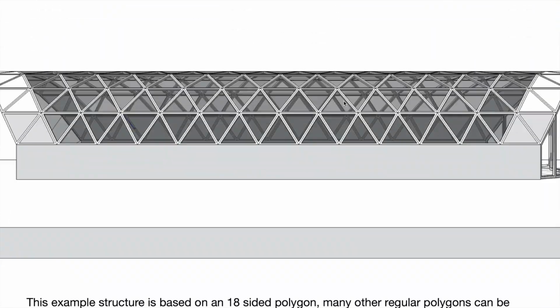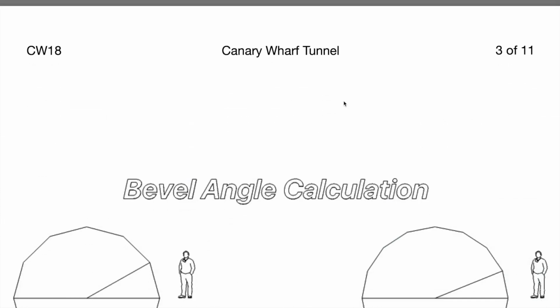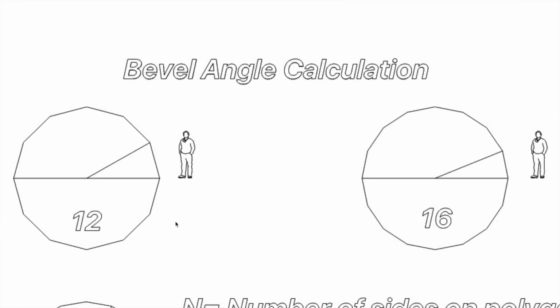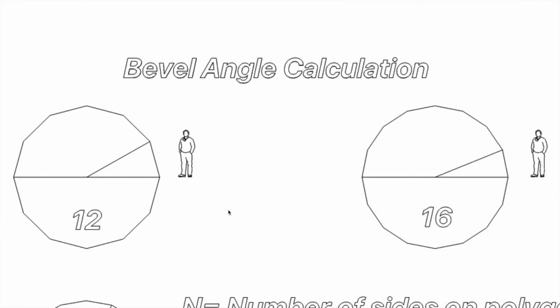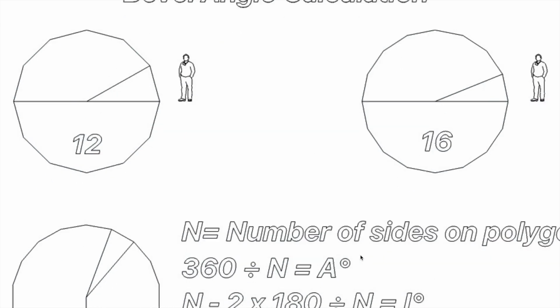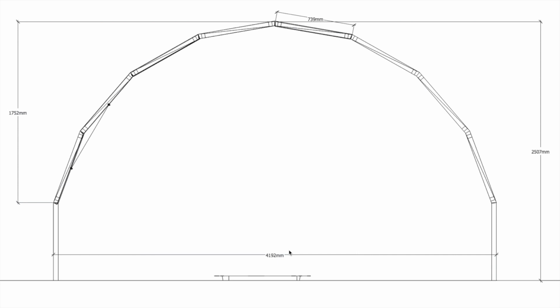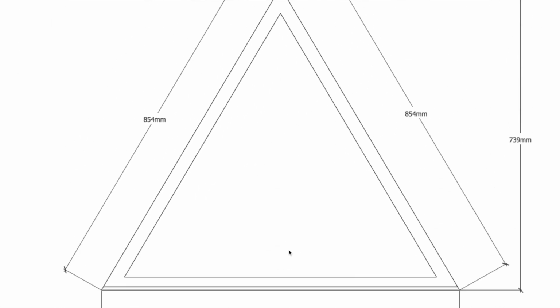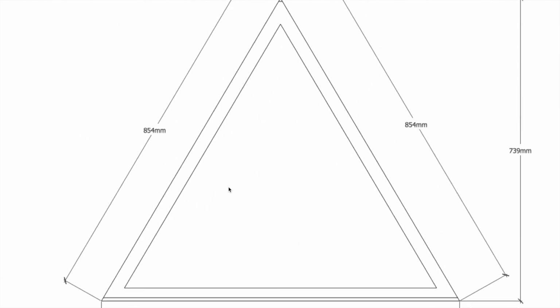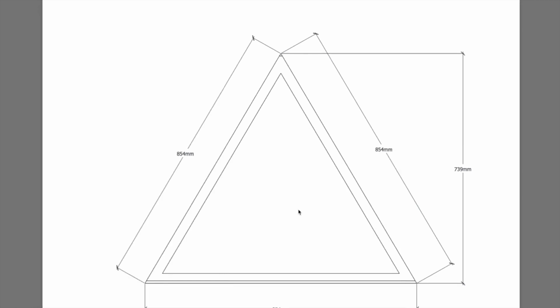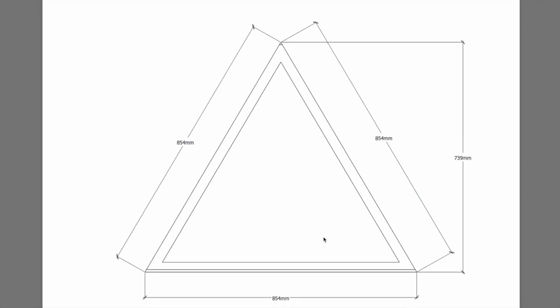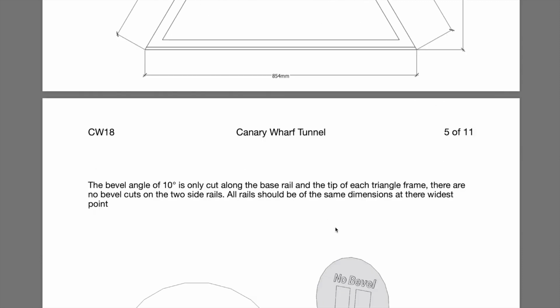Plan view, side view. This is a nice easy build. This is how you can change it to make it any sort of frequency you like, and that gives you all the information there. From the side, this whole thing, let me just resize that a smidge, is made out of equilateral triangles, and all of the Canary Wharf tunnels can be made out of equilateral triangles.